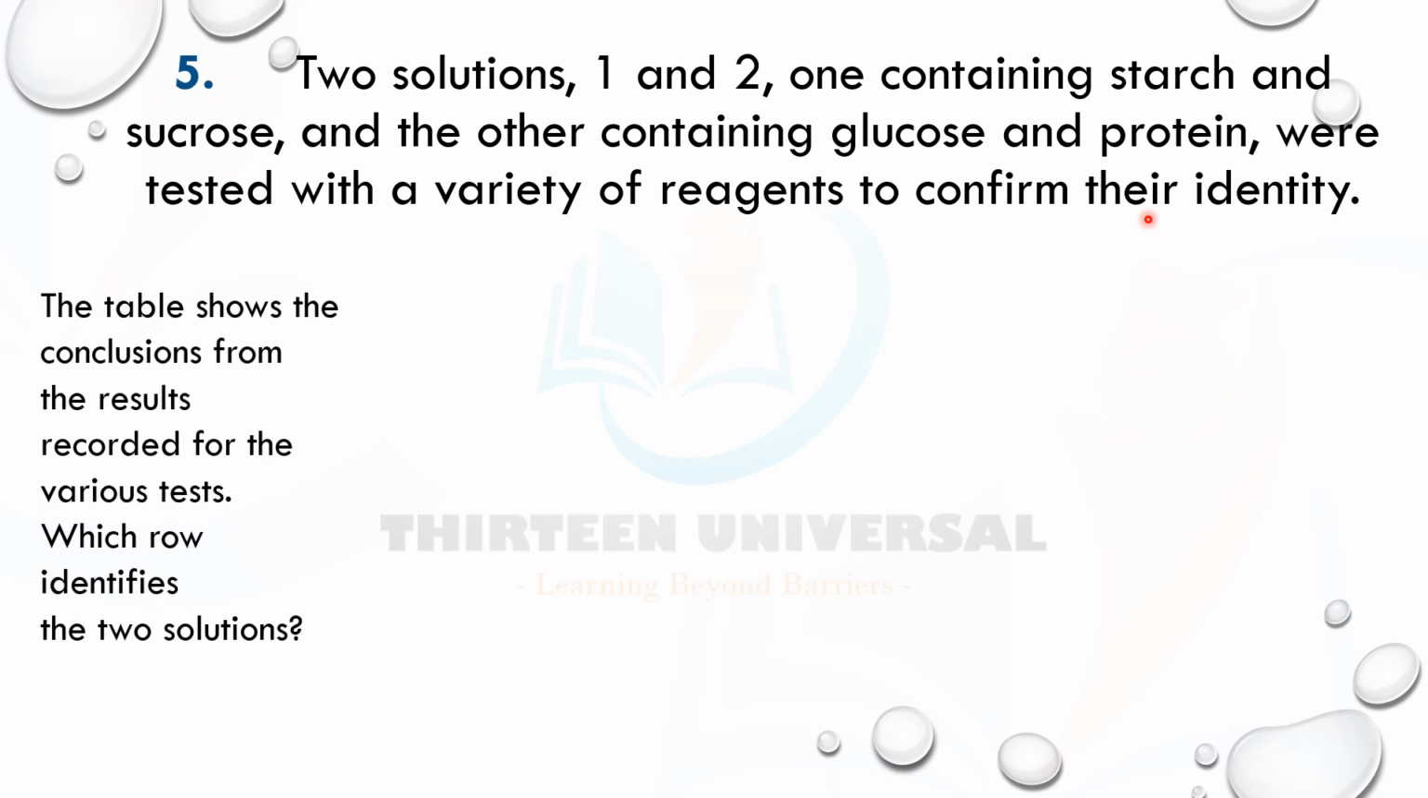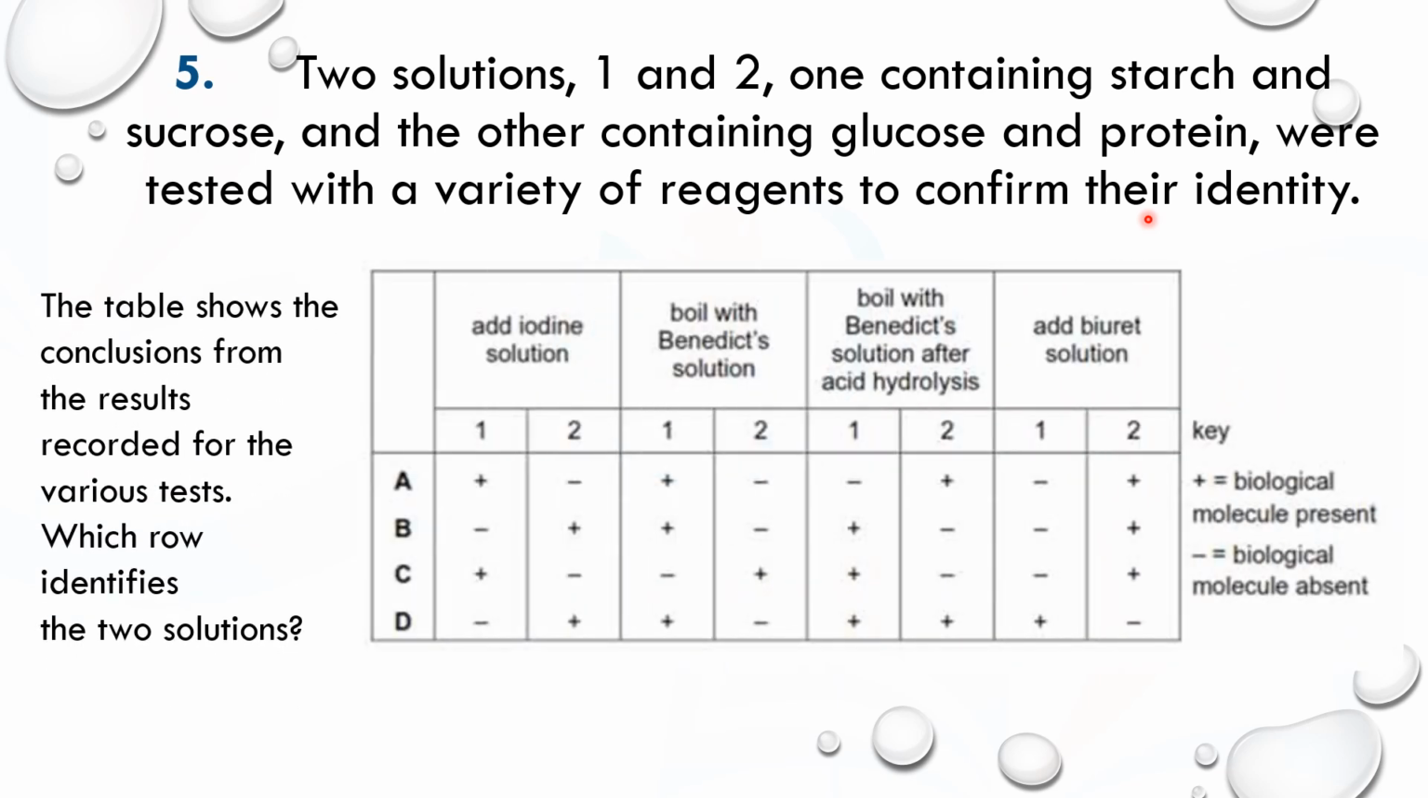So the table shows conclusions from the results recorded. So this is the conclusion. Remember, the one that tests positive. Now this is the test for starch. That's the test for glucose. That's the test for sucrose. That's the test for protein. So the one that has starch will have sucrose. So let's check the one that tests positive for starch. Option A, this one tests positive, and option C positive. Let's check whether this one tests positive for sucrose. No, it doesn't. That eliminates option A. Of course, B is wrong, D is wrong.